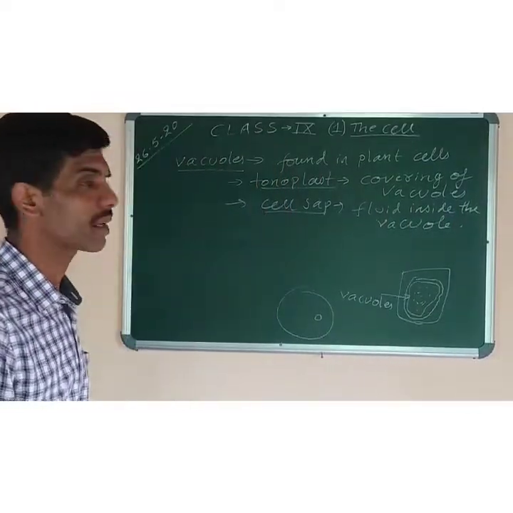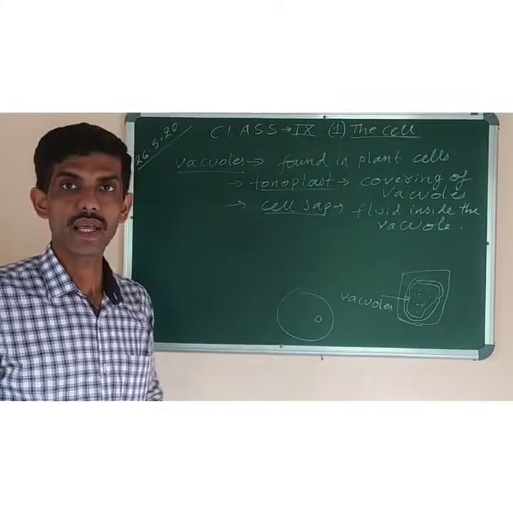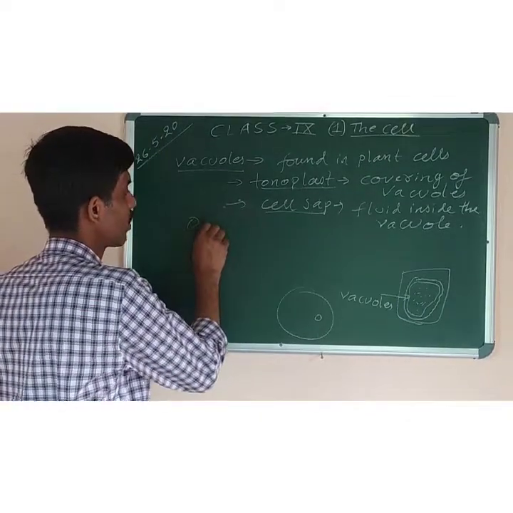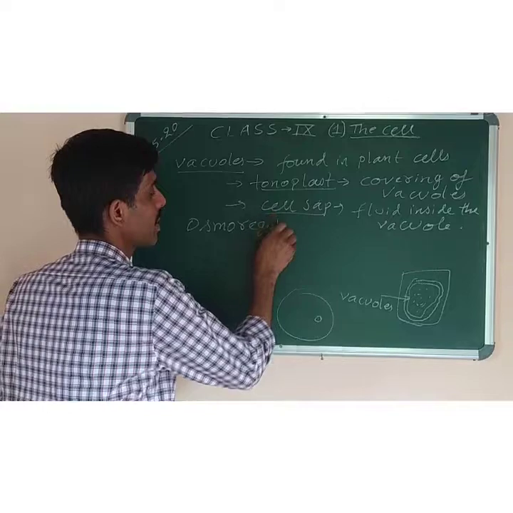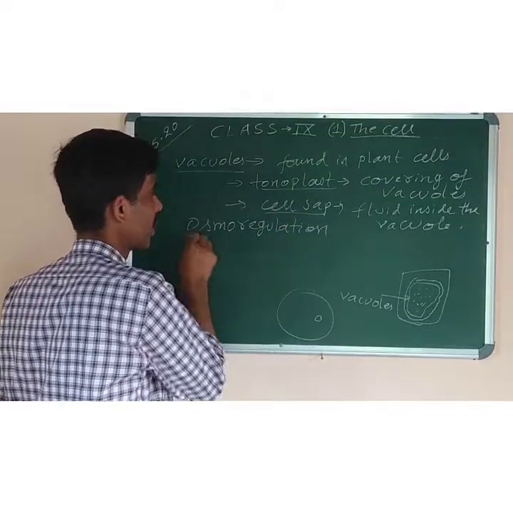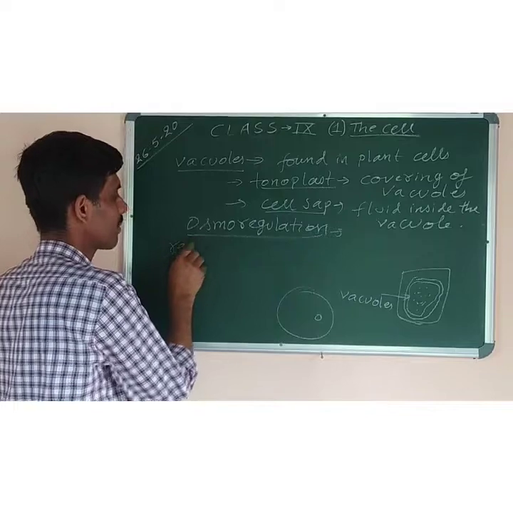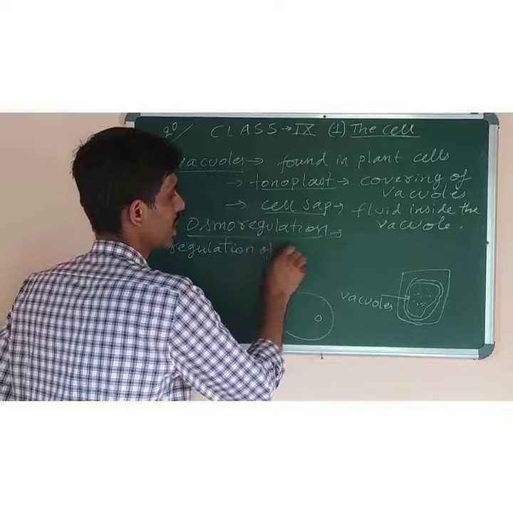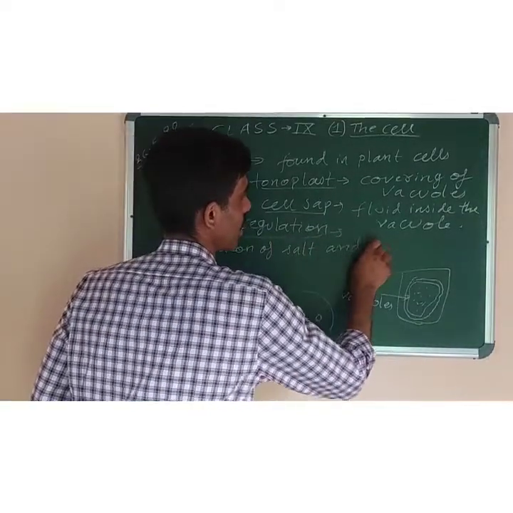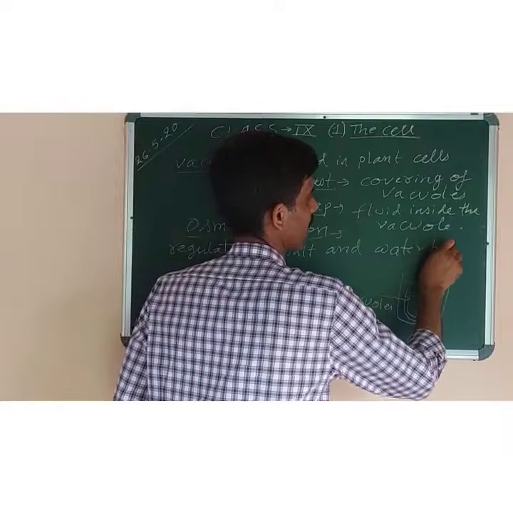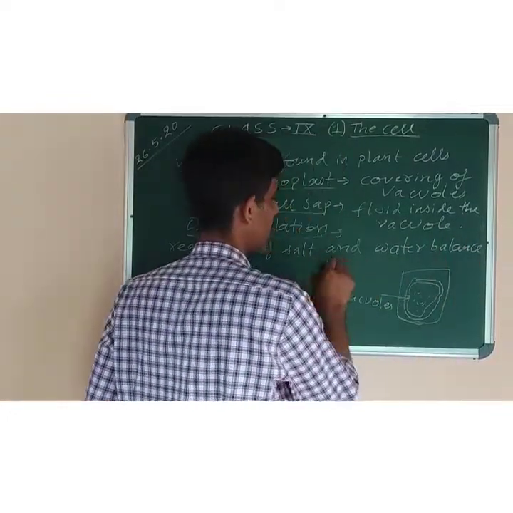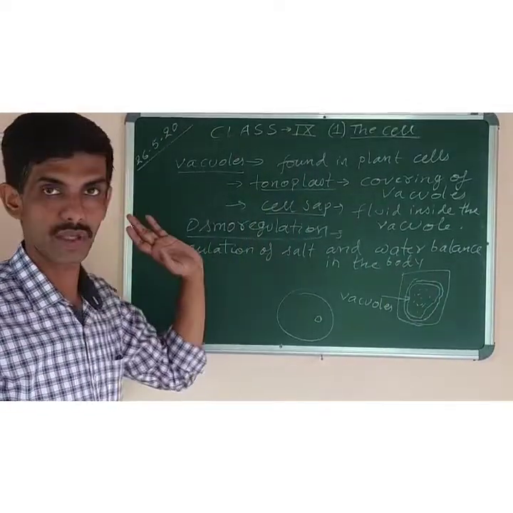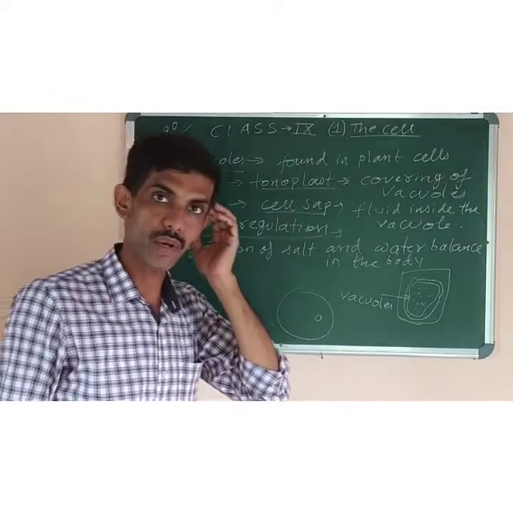Now what is the function of vacuoles? Since they are present in the plant cell, they provide turgidity to the plant cells. They also help in osmoregulation. You know what is the meaning of osmoregulation? You heard this word? Regulation of salt and water balance in the body. Like here it is the plant cells, so we can write regulation of salt and water balance in the plant cells is called osmoregulation. So function of vacuoles is it helps in osmoregulation also.